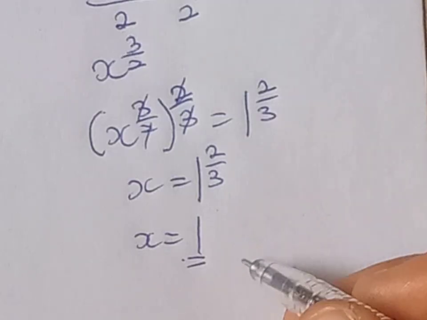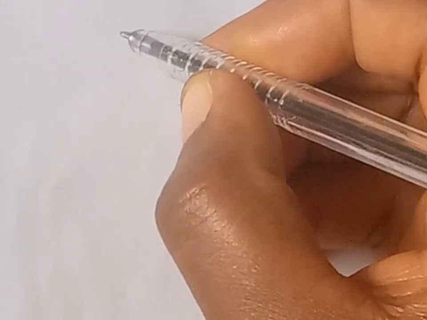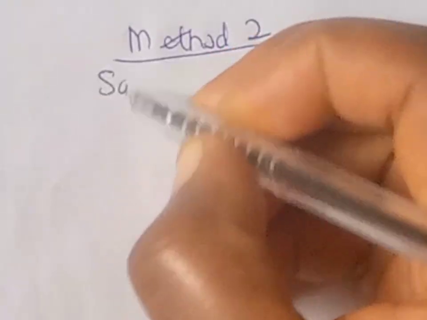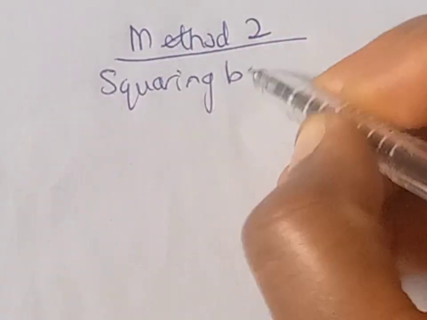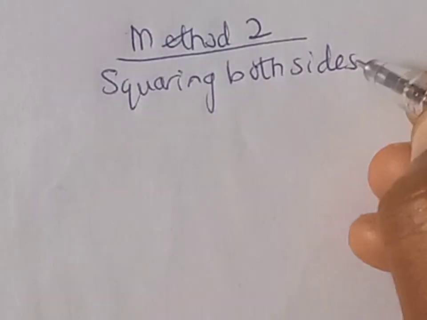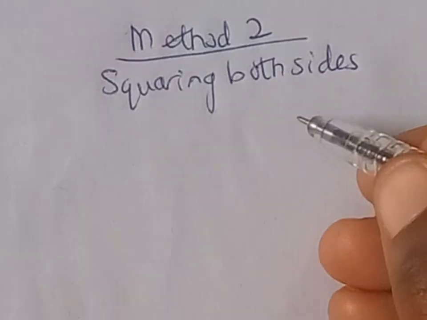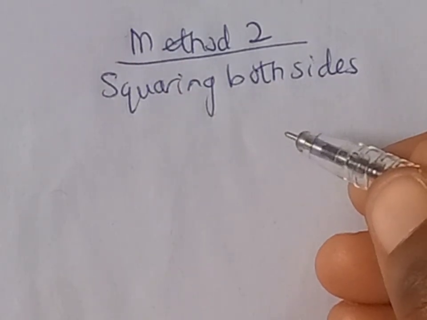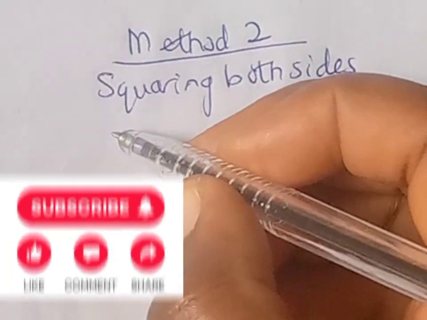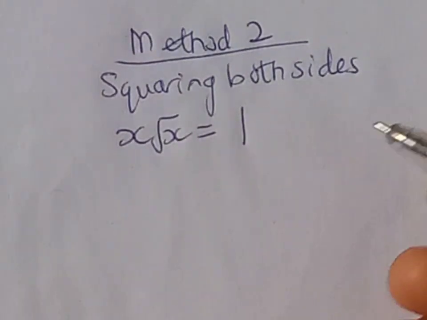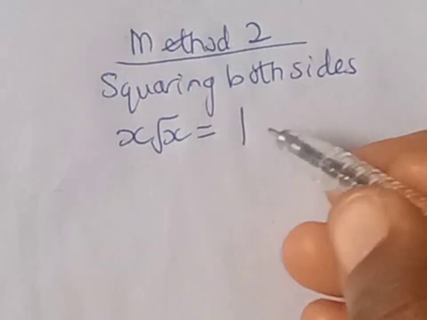Now let's use the second method, which is squaring both sides. Method 2, squaring both sides. You can use either method, but let's look at this second method so that you know which one you are going to use to solve this equation. Our equation again, x root x equals 1. If you don't like fractions, you can always use brute force to destroy the radicals. Now let's square both sides.